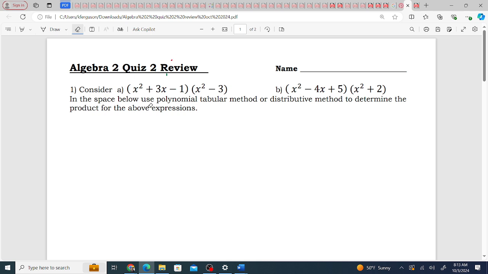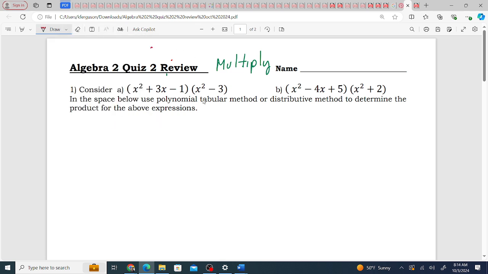Consider, in the space below, use the tabular method or distributive method to determine the product for the above expressions. Product means what? Product means I'm multiplying. Product is the answer to a multiplication problem. So that means I'm multiplying. Can somebody get that?